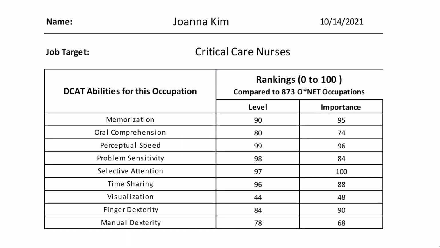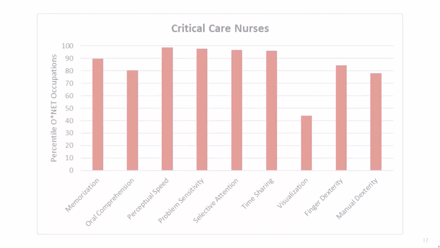With this case study, we identified 17 target variables, 7 of which can be addressed by administration of the DCAT. This is a printout from the Cognitive Abilities Profiler, a method I developed based on the O*NET content model using data from O*NET. The most recent database allows us to compare the critical care nurse occupational demands to 873 O*NET occupations. The focus for today's talk is on the level of the demand. Ranked from 0 to 100, what level of ability must a person have to be successful in this occupation?